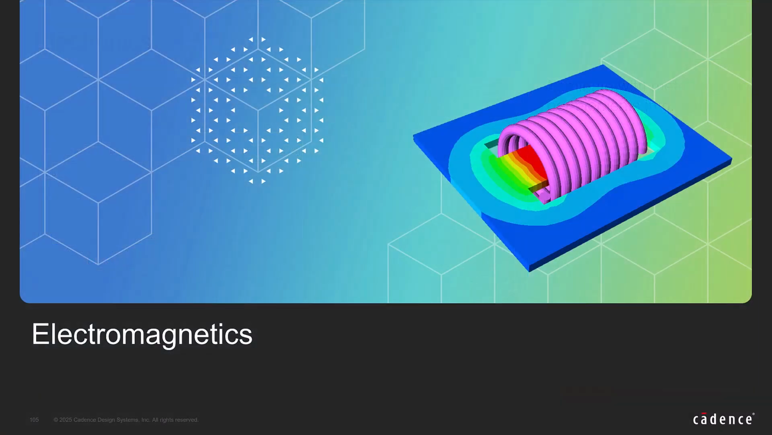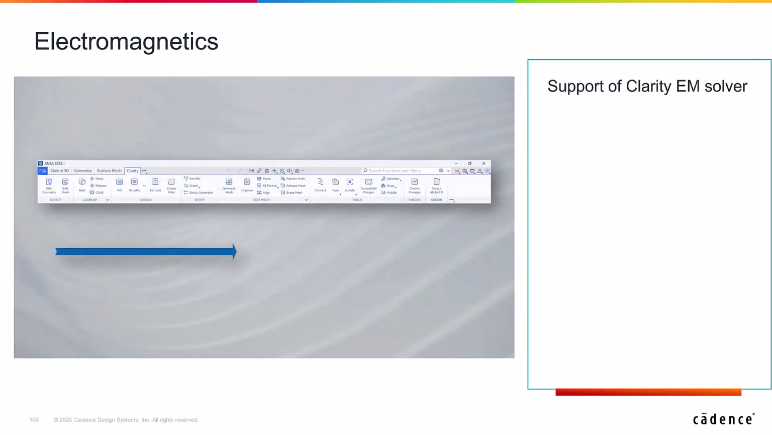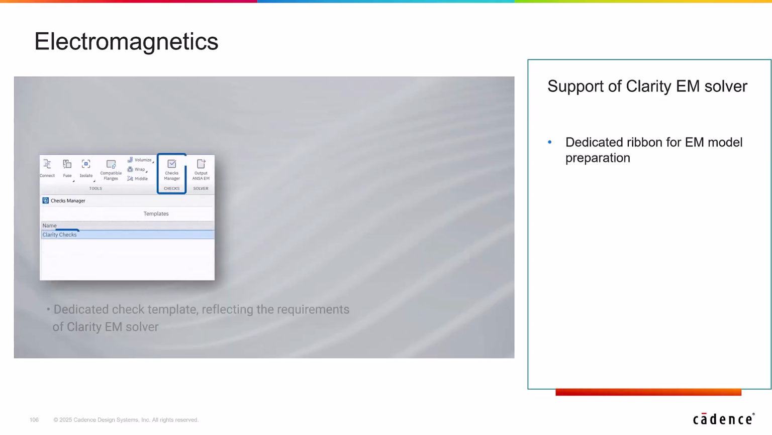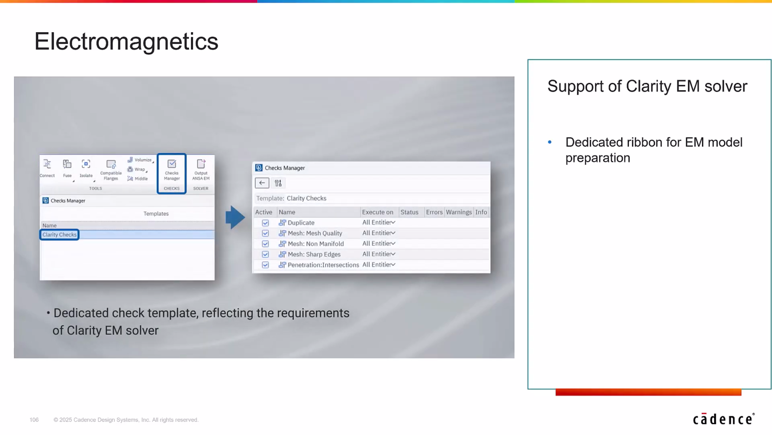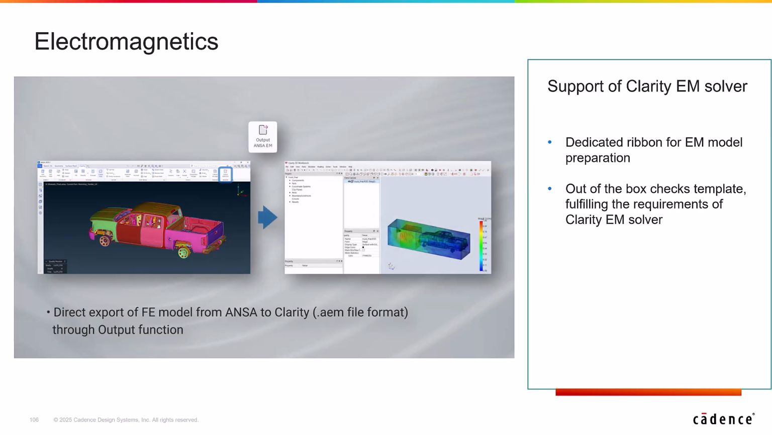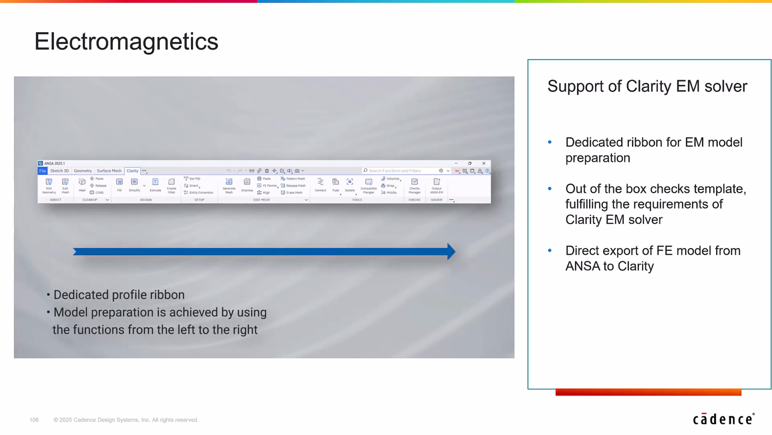Let's move on to the latest in electromagnetics. ANSA now supports the Clarity Electromagnetic Solver. To facilitate this, a dedicated ribbon for electromagnetic model preparation has been introduced. This ribbon includes, among other functions, a ready-to-use checks template that meets the requirements of the Clarity Solver, as well as an output function that exports the FE model from ANSA in a file format directly compatible with Clarity.